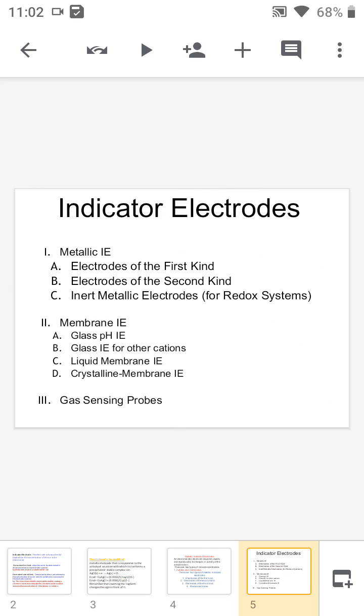For the second type, that is membrane electrodes, we can use the glass pH indicator electrode, or a glass ISE for other cations, and liquid membrane and crystal membrane indicator electrodes. The last category is the gas sensing probe, for detecting the ion or for finding out the concentration of the ion.